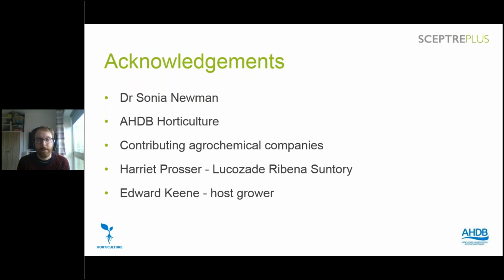Finally, I think that covers the trial, but there's a few acknowledgements I'd like to make. Firstly, to Sonia Newman, who did all this work and did a fantastic job and with some brilliant results. To AHDB Horticulture for funding for work with contributions from the agrochemical companies, as Scott said. Then Harriet Prosser, who's provided assistance and direction for the work, and also Edward Keane, the host grower, because without host growers, we wouldn't be able to do any of this work in commercial settings. So you really are invaluable for getting this work off the ground.